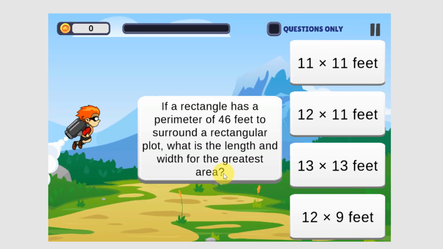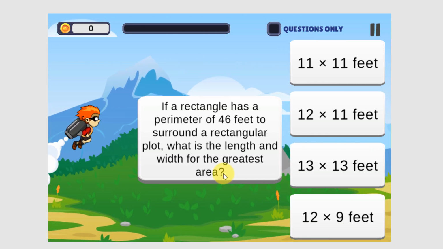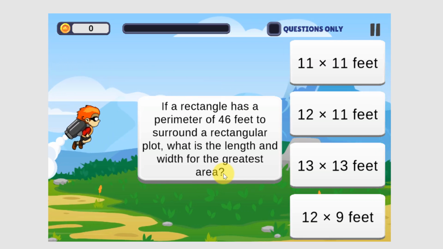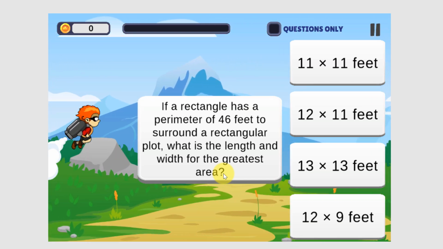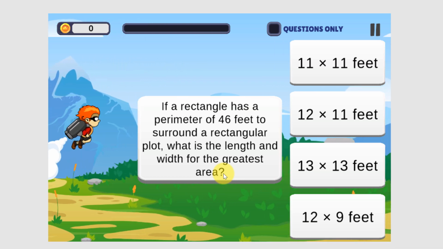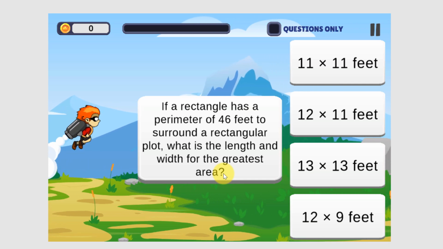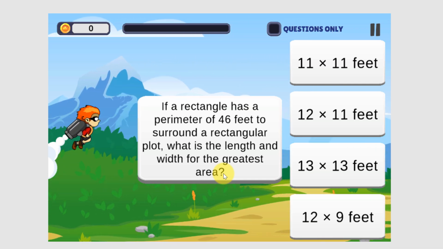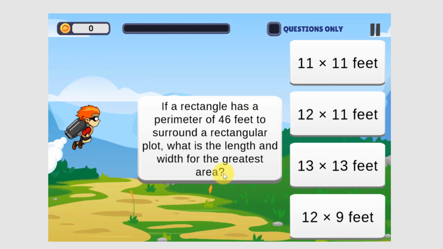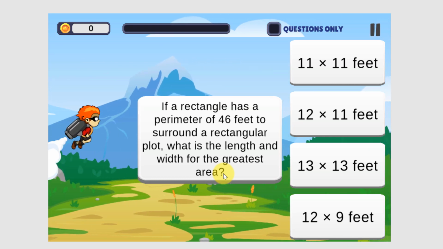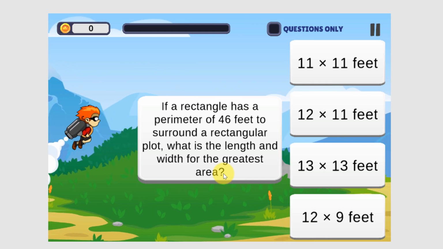If a rectangle has a perimeter of 46 feet to surround a rectangular plot, what is the length and width for the greatest area? So the first thing we need to do is find out which one of these answers will give us a perimeter of 46 feet.